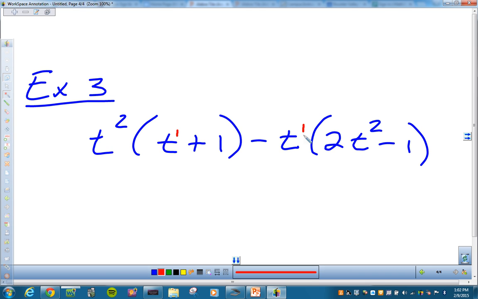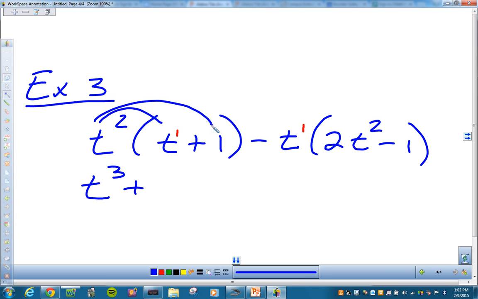T squared times t is t to the what power, ready? I'm adding exponents, you didn't add them. 3. So t to the third. Plus what? 1. Do not say that. Brian, please don't do that. Don't lie.